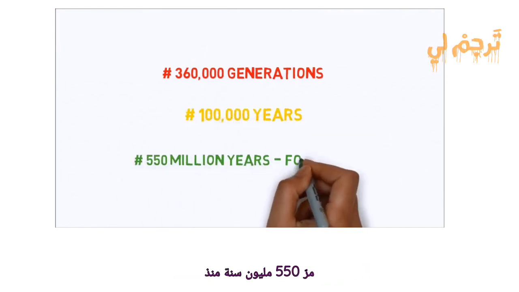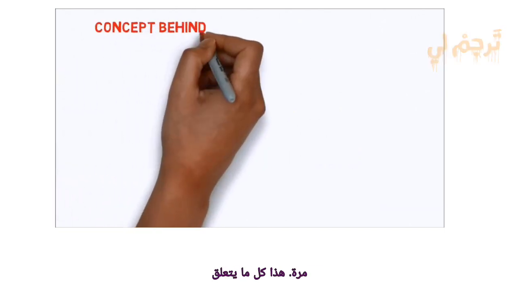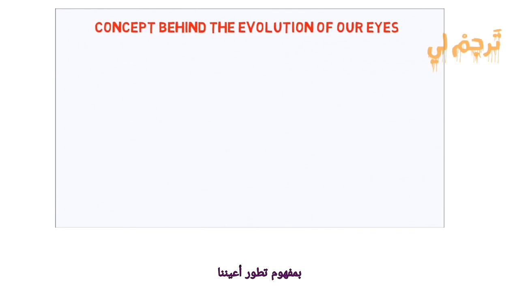550 million years have passed since the formation of the oldest fossil eyes, enough time for complex eyes to have evolved more than 1,500 times. So, that's all about the concept behind the evolution of our eyes.